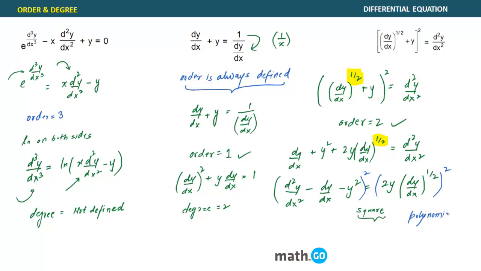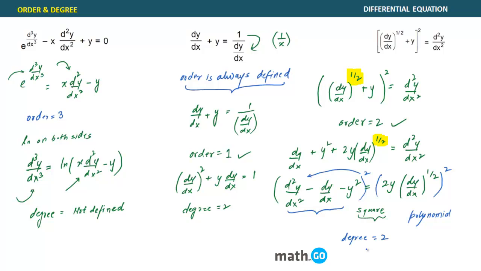Polynomial, right? Now what is the degree then? If you square, whatever you will square, so this is basically the square of 3 terms. I don't know what it is, but I know that the maximum power that d2y by dx square will get is this 2. So I will say nothing but degree is 2. Now the degree is defined. That's not a problem. So order 2, degree 2 also.